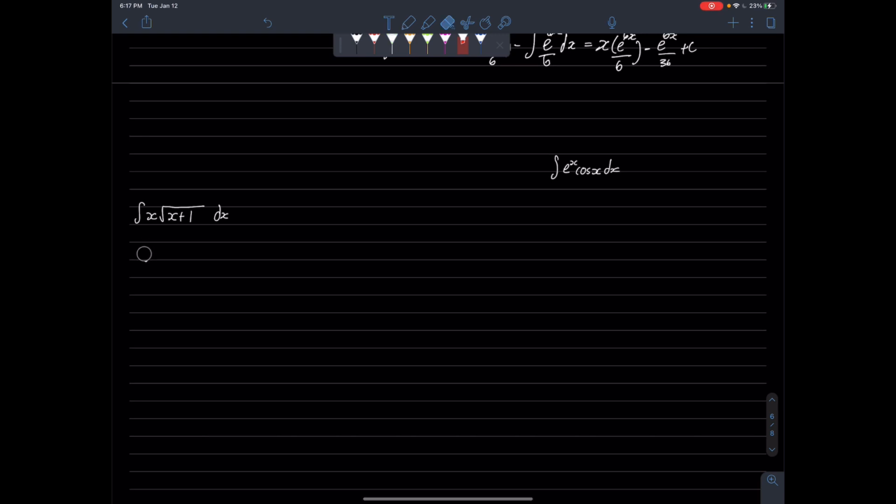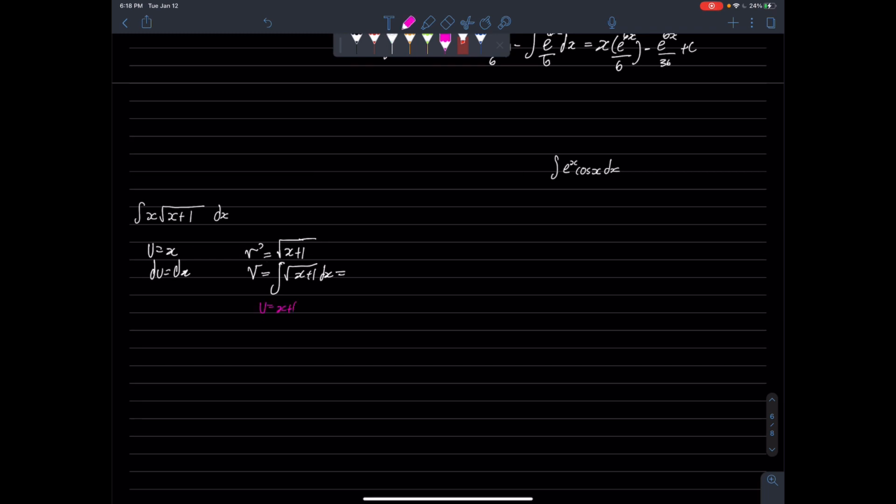We'll do u is equal to x, du is equal to dx, v prime is root x plus 1, and v is equal to the integral of root x plus 1 dx. So we need to use u-substitution for this. I'll write it out, but you can do it in your head easily. u is going to be a weird substitution. Yeah, let's just do u. Just remember this is a different u. I'll write it in a different color.